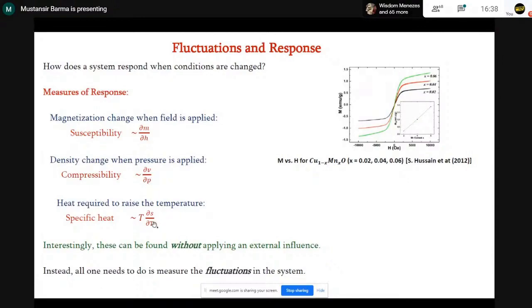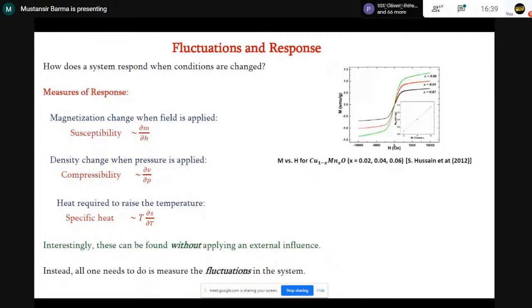Likewise, if I add a little heat to a system, the temperature will go up, and the amount it goes up. If I add an amount TdS of heat to the system, and I ask, how is that related to the temperature rise? The answer is a specific heat. So the point I'm trying to make is that susceptibility, compressibility, specific heat are all response functions. They're called response functions because they measure response.